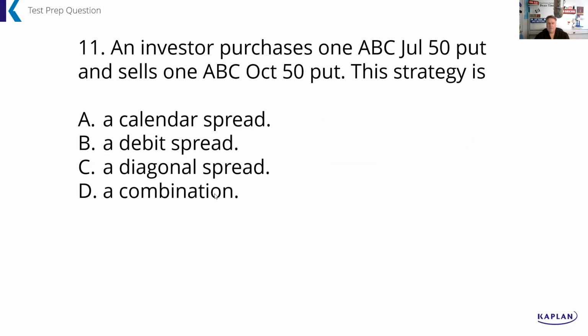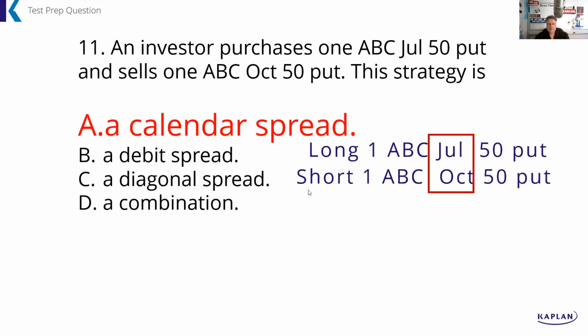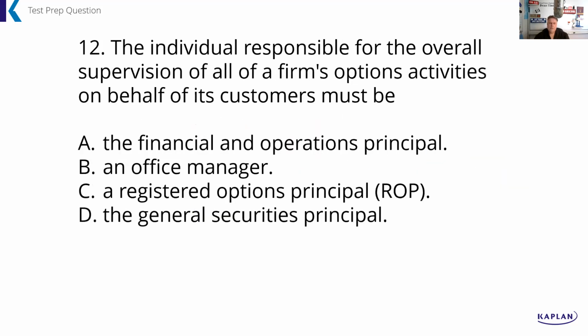Here what's different is the month. So we have a July and we have an October. And again, people tell me on debrief that they've had to do this. What's different here is the time, and so we call that a calendar spread. Boom. Diagonal would be both the months are different and the strikes are different.